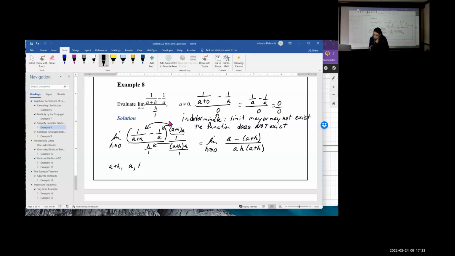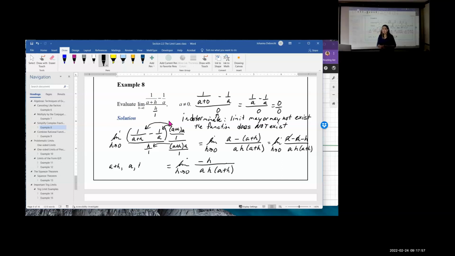Okay. All right. Once we have this, we're going to distribute the negative in the numerator of the problem. And that gives us the limit as h goes to 0 of a minus h over a, h, a plus h. So the a's cancel. And we have the limit as h goes to 0 of negative h over a, h, a plus h.